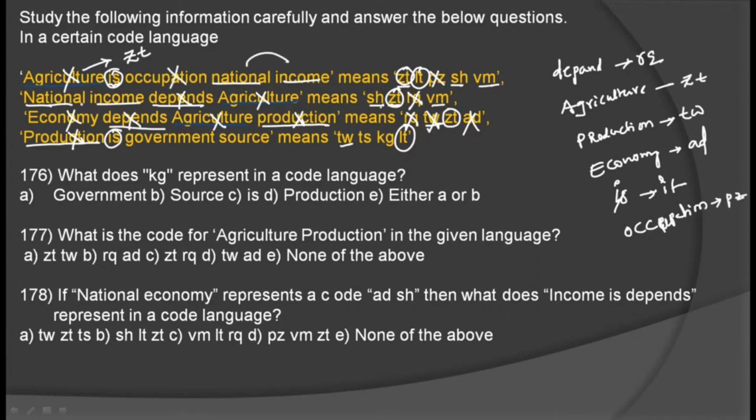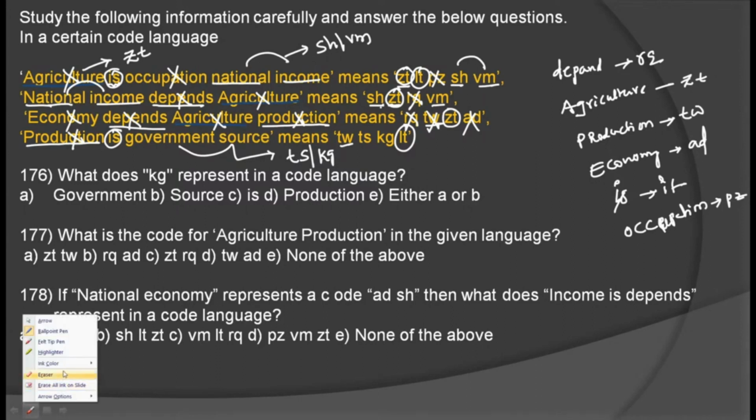Now, national income. There is no repeated word for national and income, which means we are not sure; it can be coded as either SH or VM. In the same way, government and source, there is no common word. We can code it as either TS or KC. So in this way, you just identify the code language for every word. Now, if you're done with the codes for all the words, you can go for the question.